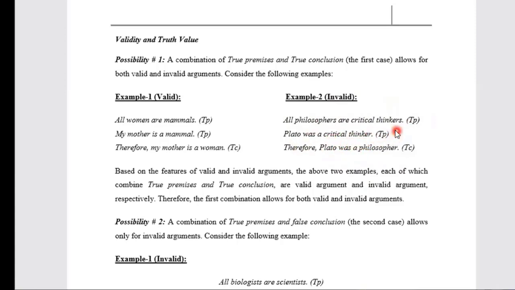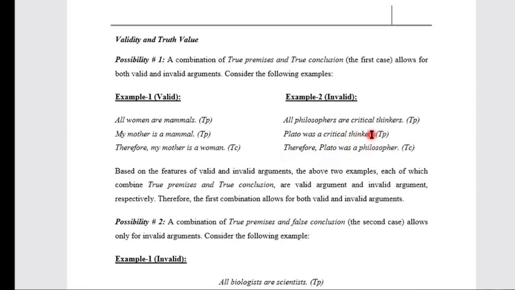As I have told you, for Plato to be a critical thinker, first he must be a philosopher. That is the rule of transferability. Because of the absence of the second premise, that Plato was a philosopher, the relation between the first premise and the conclusion is not one of necessity. It does not flow with strict necessity. That is why this typical example of a deductive argument is invalid. The connection between these premises and the conclusion does not let us strictly argue that Plato was a philosopher.